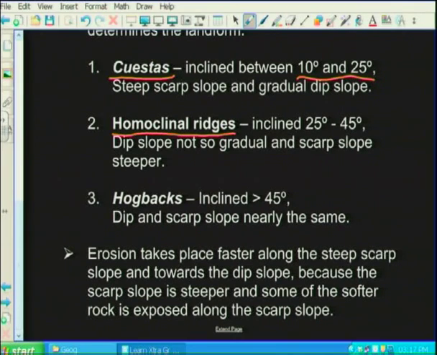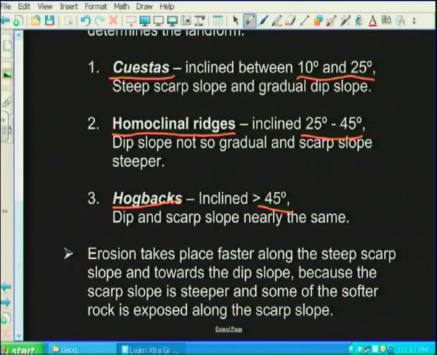A homoclinal ridge has an inclined dip slope of between 25 to 45 degrees, making it different to the cuesta. Our last type of inclined strata is what's referred to as a hogsback, and its dip slope is inclined at an angle that is greater than 45 degrees.